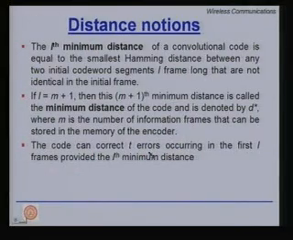The code can correct t errors occurring in the first L frames, provided the Lth minimum distance d star is greater than or equal to 2t plus 1. This notion comes directly from our observation in the case of linear block codes. That is, if two paths are separated by d star distance, then t errors can be corrected in that segment if d star is greater than or equal to 2t plus 1. Same logic.